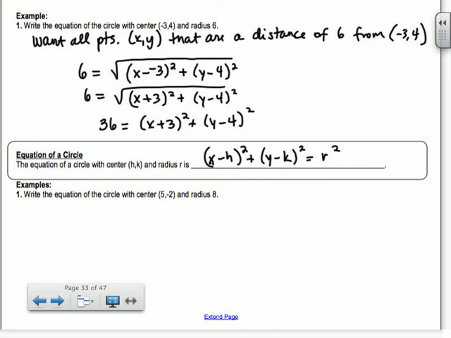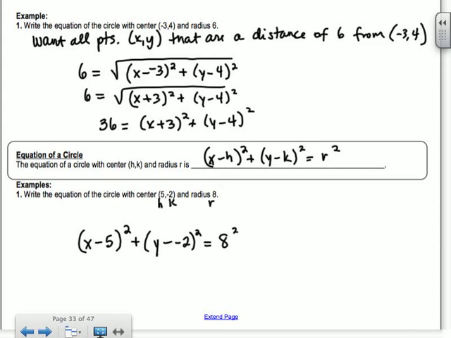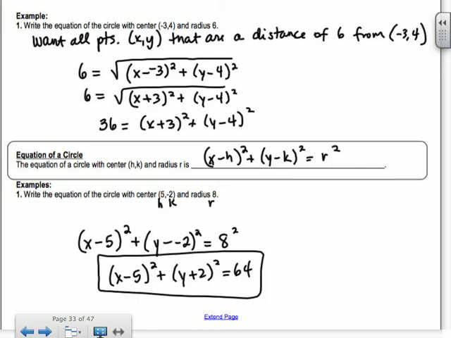All right, so if I write the equation of the circle with center 5, negative 2, h is 5, k is negative 2, r is 8. So it's x minus h, so minus 5 squared, plus y minus k, so minus a negative 2 squared, equals 8 squared. So it's x minus 5 squared plus y plus 2 squared equals 64. That's our equation. Easy enough?